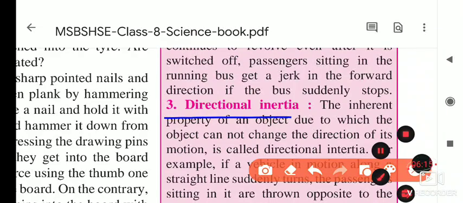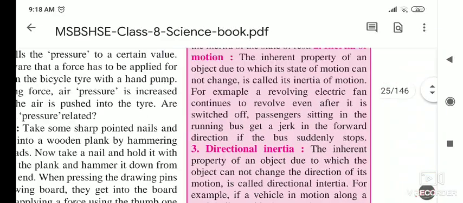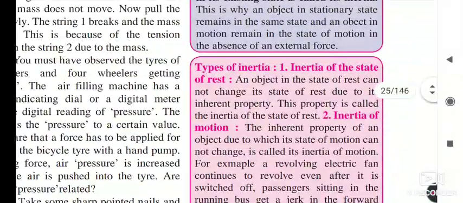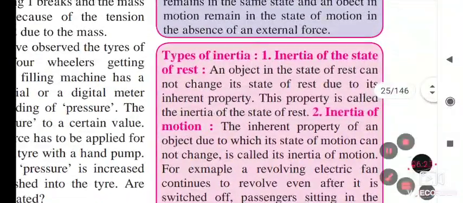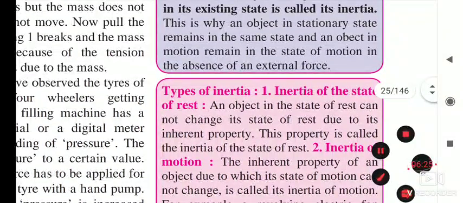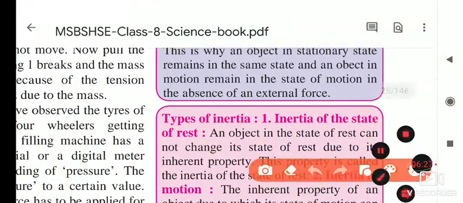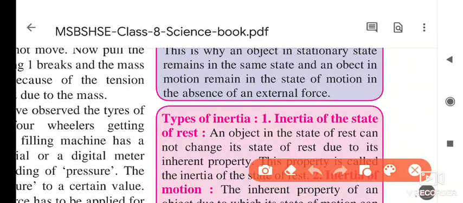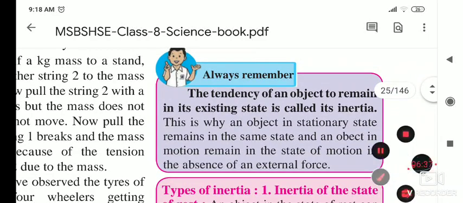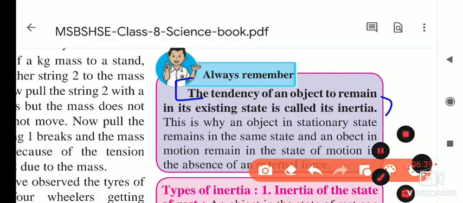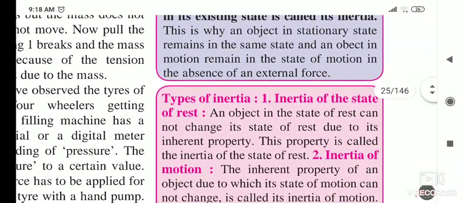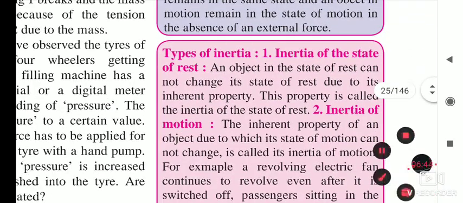And if instead of only the types of inertia, I ask you to explain the different types of inertia, then first of all you have to write the definition of inertia. Just now I told you: the tendency of an object to remain in its existing state is called inertia. So this definition you have to write, it is given in bold letters. And after that, the types of inertia, first inertia of state.